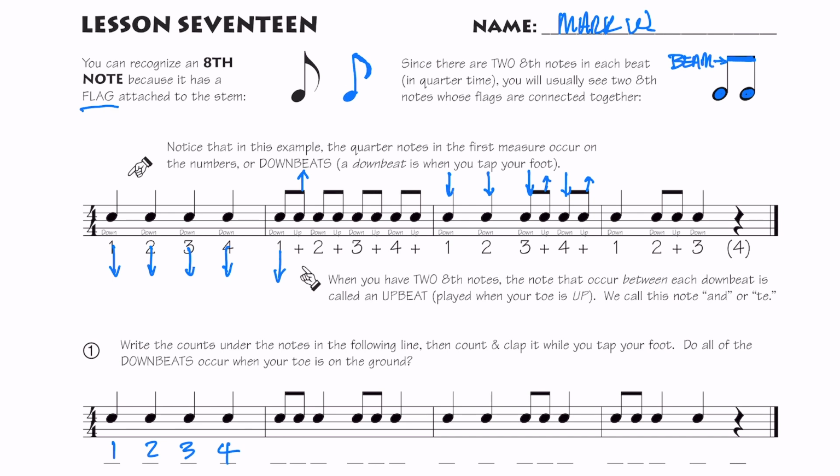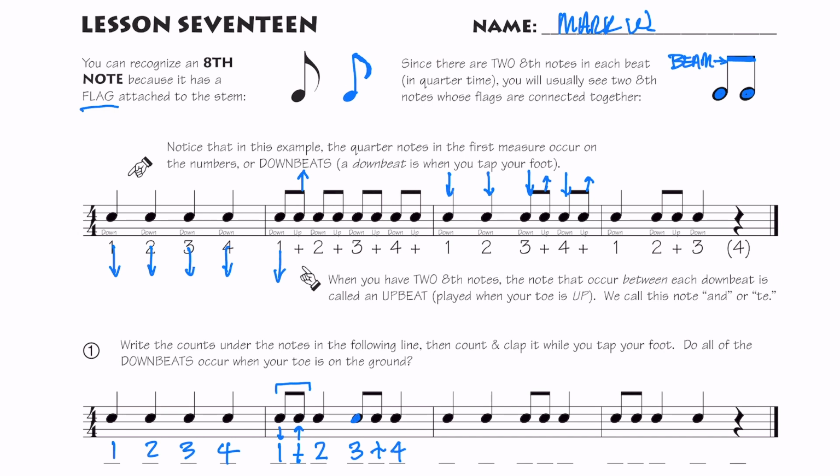The next one: anytime I have a pair of eighth notes, the first one falls on the downbeat. The second one falls on the upbeat. Now I'm going to put a plus instead of an and or a te, just to keep it universal. So the first one is the downbeat, the second one is the upbeat. Now I've got a quarter note on 2. Since it's a quarter note, it gets an entire beat. So this is 3. The second eighth note is and. Quarter note is 4.